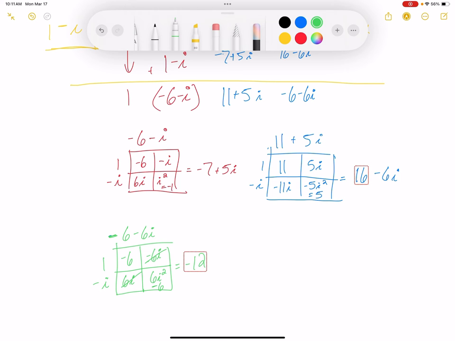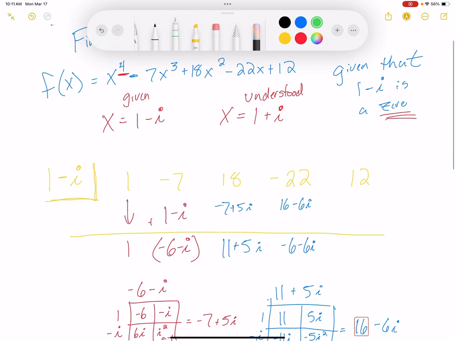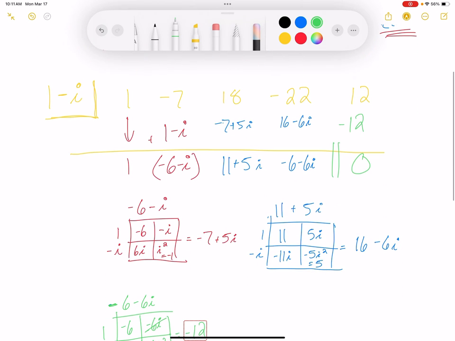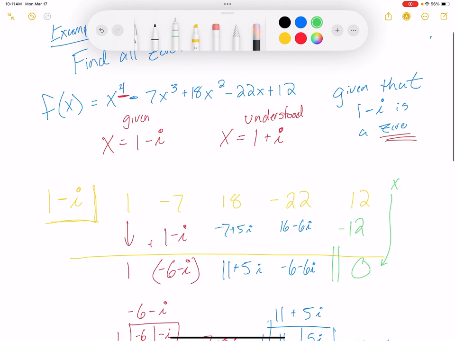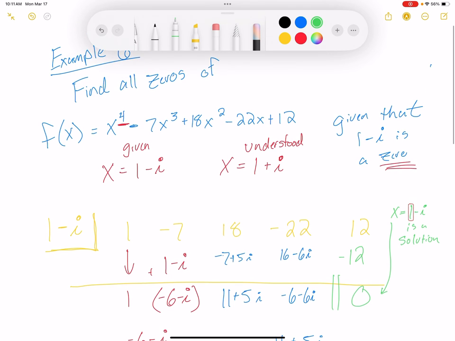All right, because you're adding them together, right? -12, man, that's crazy how that worked out. That gave me 0. So that just tells me that x equals 1 minus i is a solution. Which the problem already told us.